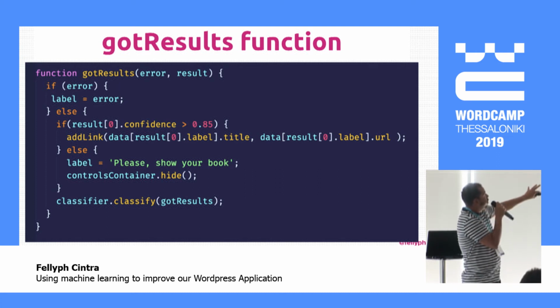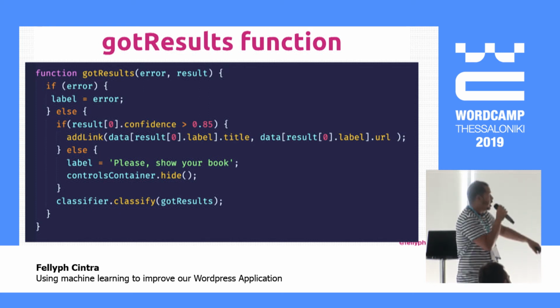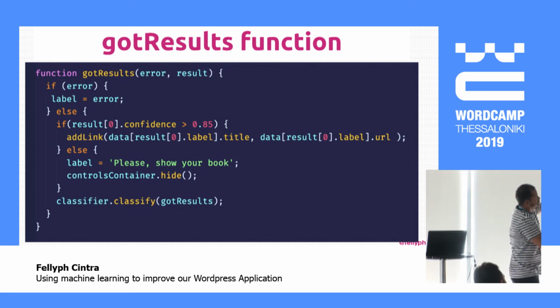And later, if I get the result, I will say, that's your product. If I don't get the level of confidence, I just print again, please show your book, keep showing, please. I don't know what it is. And after, I just have to classify again. So that function is running over time. I just call the classification every single time, because if I change the product, my label will change. Oh, that's book 1, that's book 2, and book 3.